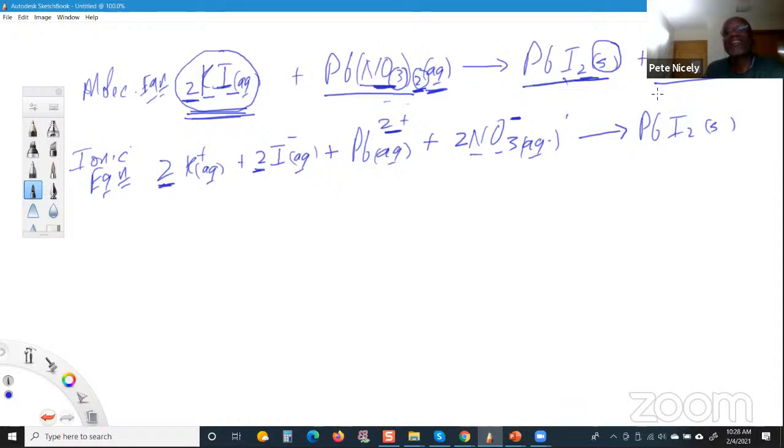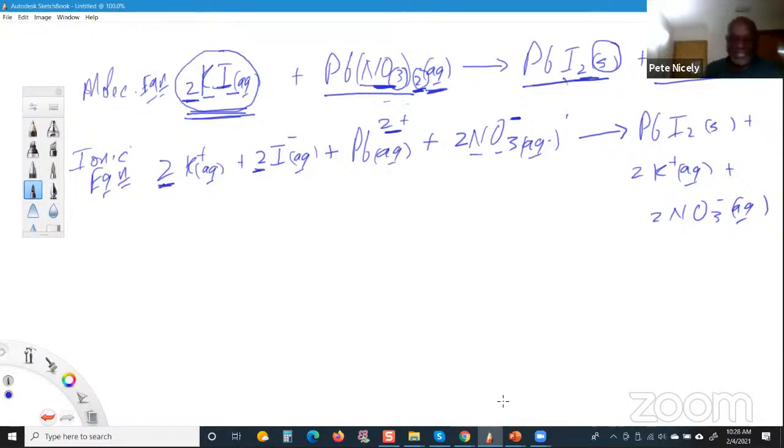All right? Now the potassium nitrate is in an aqueous solution, right? So therefore we know that this will dissociate to form 2K plus aqueous plus 2NO3 minus aqueous. All right? So that would be our ionic equation.